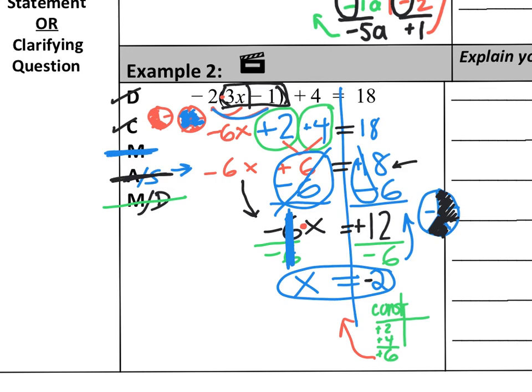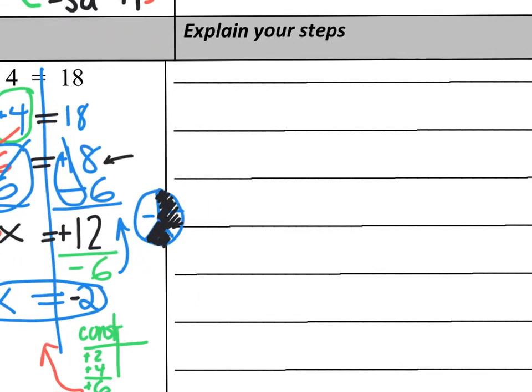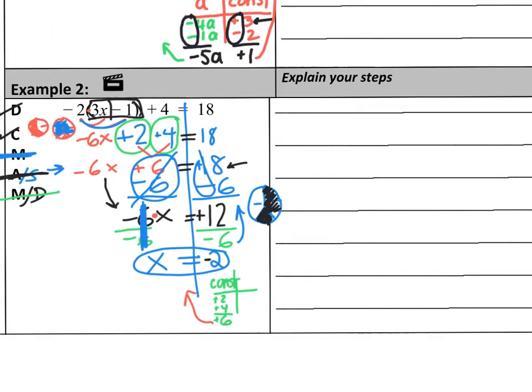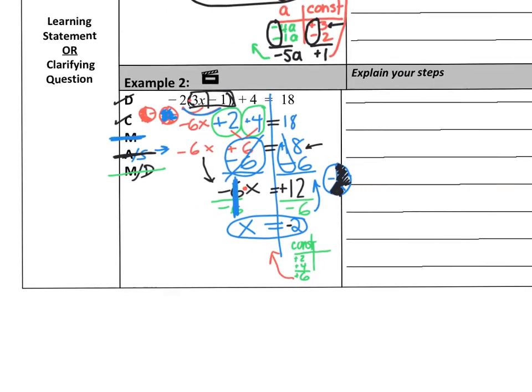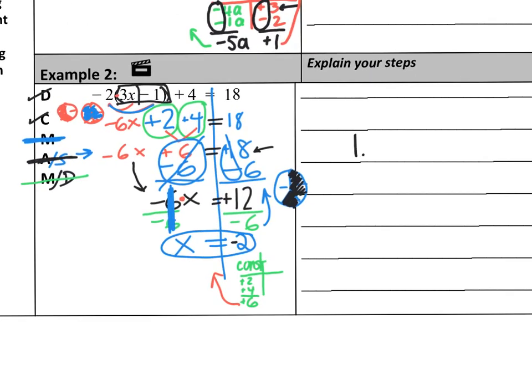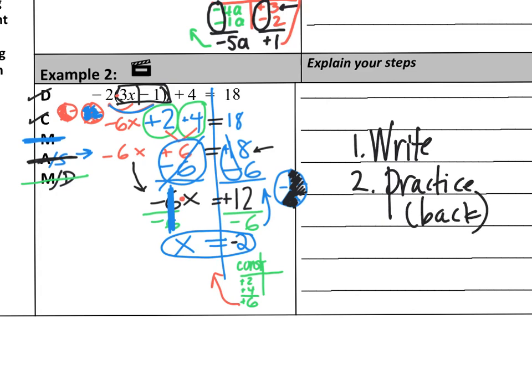So make sure right now what you're going to do for this one is you're going to do the writing, and then you're going to do a practice problem on the back of this. So first I want you to write your steps. Just pause your video. And then after that, there's going to be a practice problem that you're going to do on the back of this paper, just where you have empty space. All right, good luck.